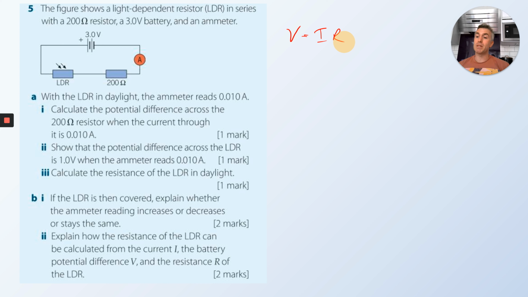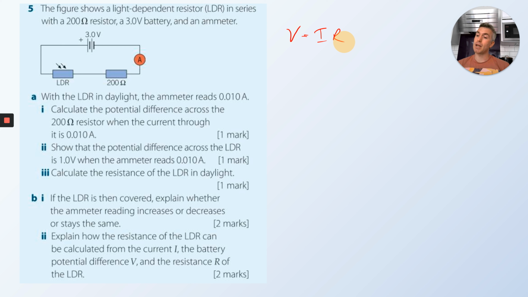Show that the potential difference across the LDR is 1 volt when the ammeter reads 0.01 amps. Again, you don't even have to use that equation. You just use the rules for potential difference in a series circuit. So look back to the rules of potential difference in the series circuit. You'll be able to work that one out. It's a very simple calculation.